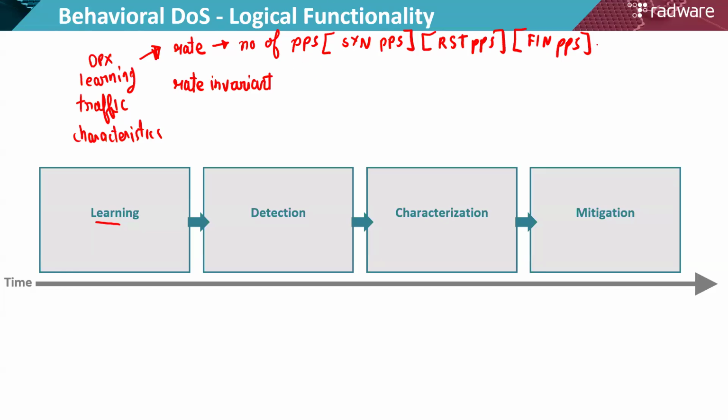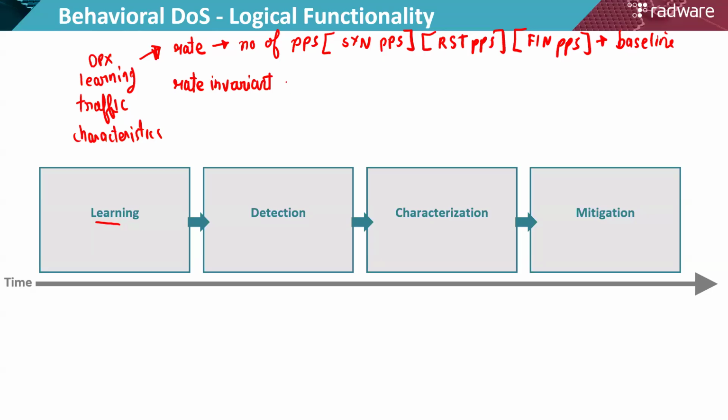Based on this, we will have an idea, or we will create a baseline, that this is the expected rate that we are receiving during peacetime. Okay. So based on the incoming traffic characteristics, we create a baseline that this is the amount that we are receiving during peacetime.